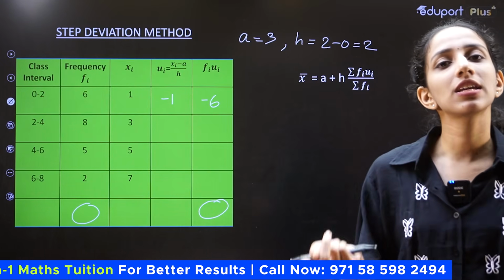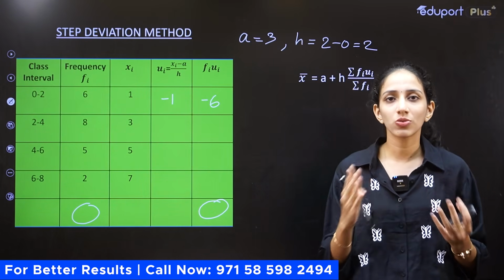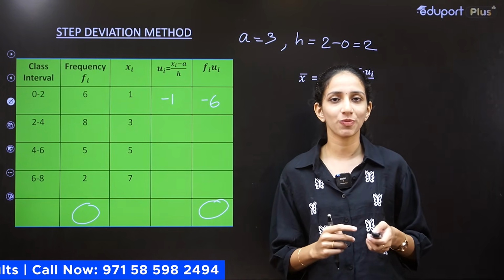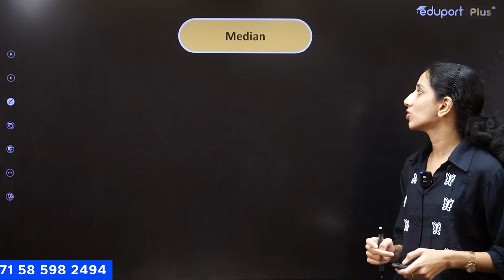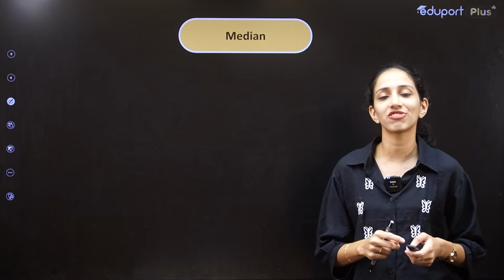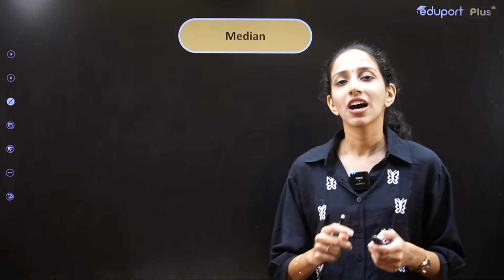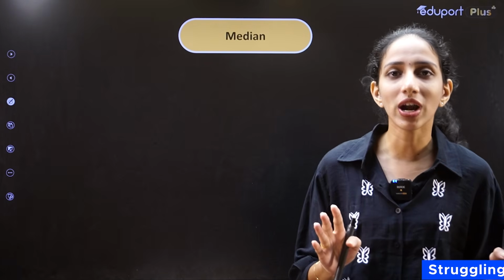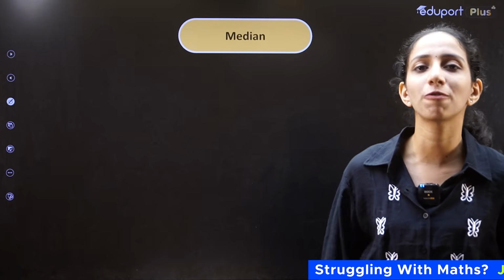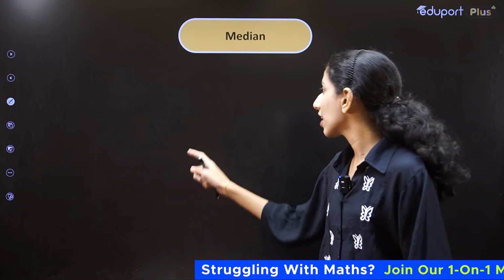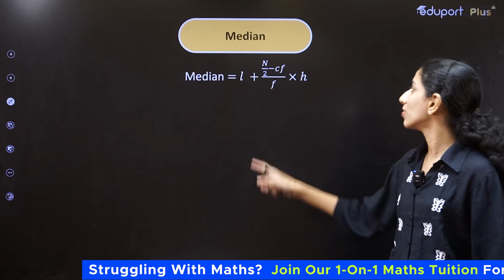Okay, otherwise it is your choice. You can choose any method to find out the mean. Then we are going to move to our second central tendency, that is median. In the median, we only have one formula to find the median of grouped data. Here we are going to learn the formula.